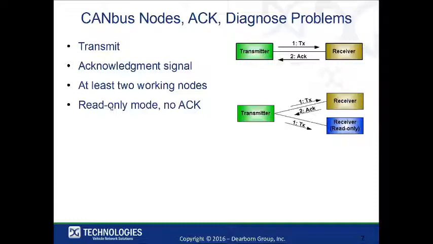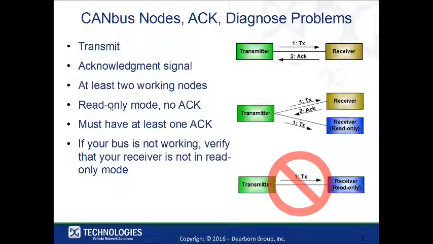The second figure shows this arrangement where one of the modules, in this case the receiver in blue, is a read-only module. The blue read-only module only listens, it does not acknowledge. The ACK signal comes from the yellow receiver on the bus that is not in read-only mode. Now see the third figure. Having a bus composed of only a transmitter and a read-only receiver will not work as an active CANbus. You can use this information to diagnose problems with your CANbus. When your bus is not working, verify that at least one receiver on your bus is not in read-only mode.